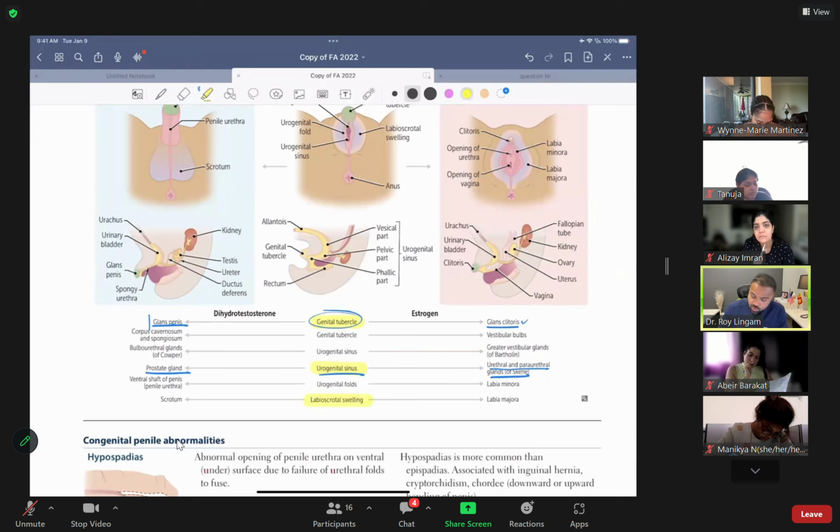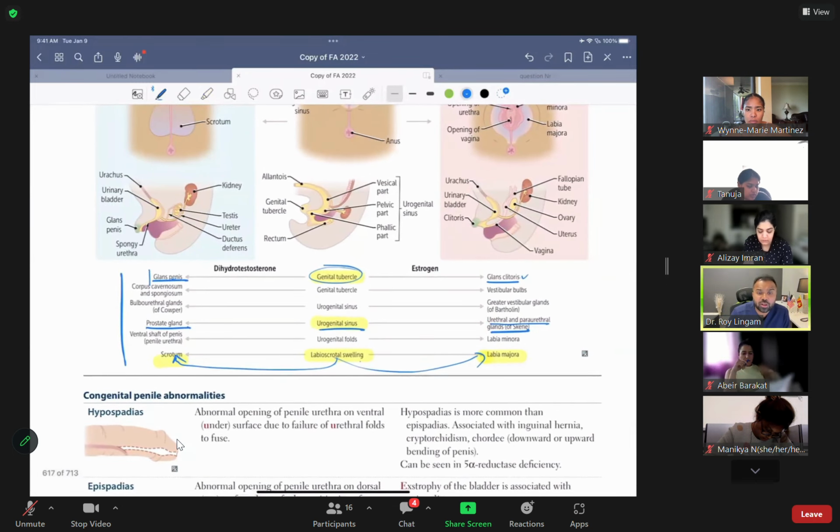Labioscrotal swelling gives you the scrotum in males and the labia majora in females. So technically, the nerve that innervates the scrotum will be the same nerve that innervates the labia majora, because embryologically they come from the same structure. The sensation is the same too. So that's how this chart works; I went through those three. But if you want to memorize all of them, you can. So everybody clear for you?